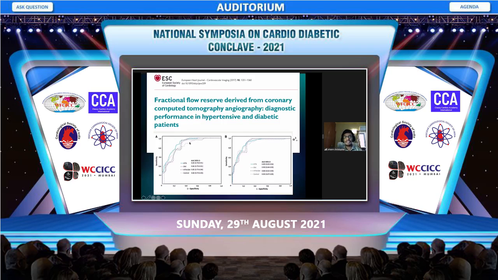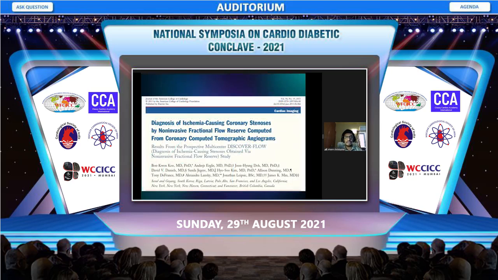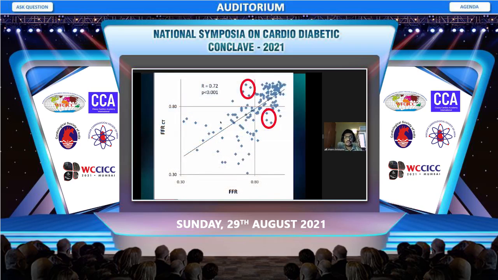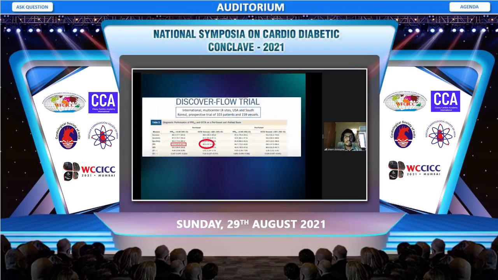And therefore, the relevance of FFR-CT in diabetics is very, very important. The first group of studies that came out was the DISCOVER-FLOW study, a multinational study, and they clearly showed that whether you use FFR-CT or invasive FFR, the numbers are going to be the same. There were a few outliers, as you see in red, false negatives and false positives, but most of the numbers were fairly correlative for both invasive FFR and FFR-CT.